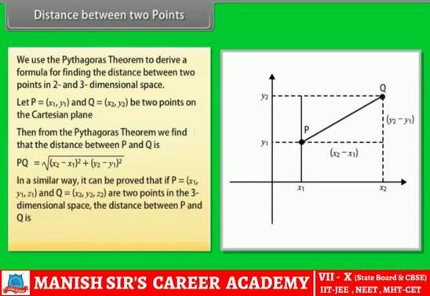In a similar way, it can be proved that if P = (x1, y1, z1) and Q = (x2, y2, z2) are 2 points in the 3-dimensional space, the distance between P and Q is PQ = square root of (x2 minus x1) square plus (y2 minus y1) square plus (z2 minus z1) square.